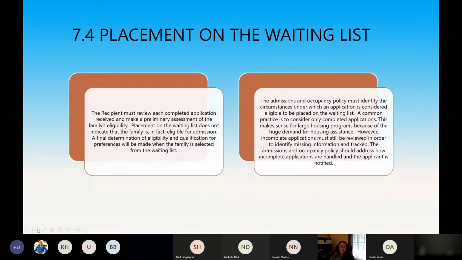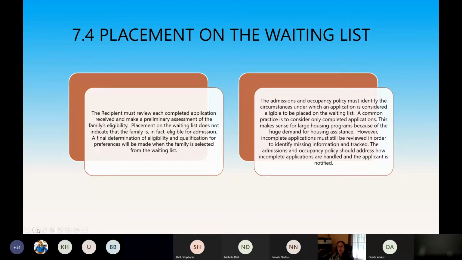Placement on the waiting list. You must review each completed application received, make a preliminary assessment of your family's eligibility. Placement on the waiting list does not indicate that the family is in fact eligible for admission. A final determination of eligibility and qualification for preferences will be made when the family is selected from the waiting list.